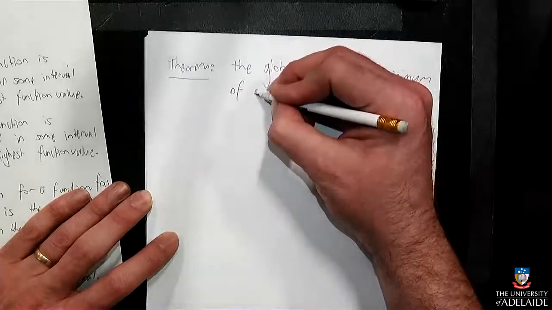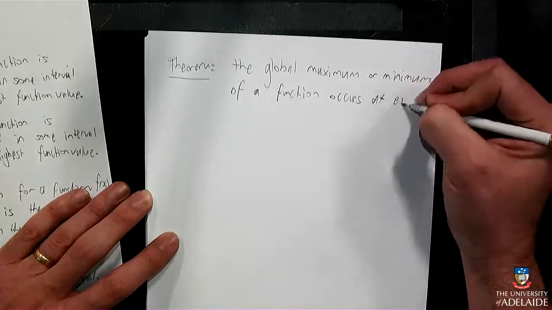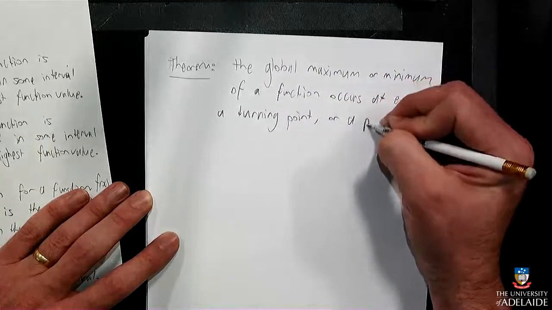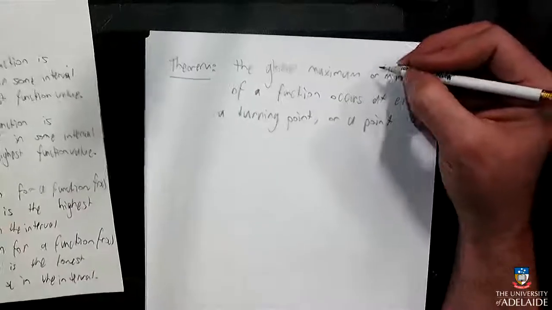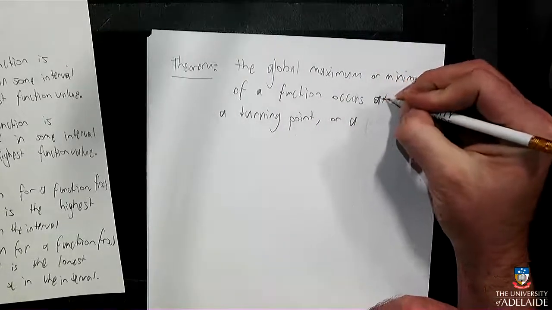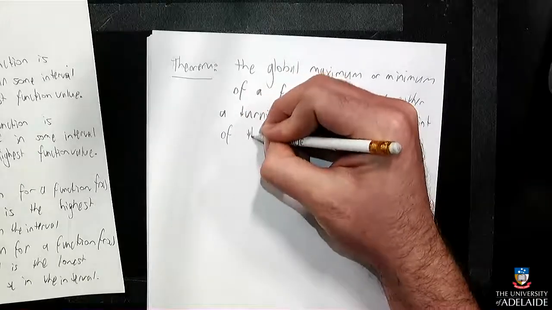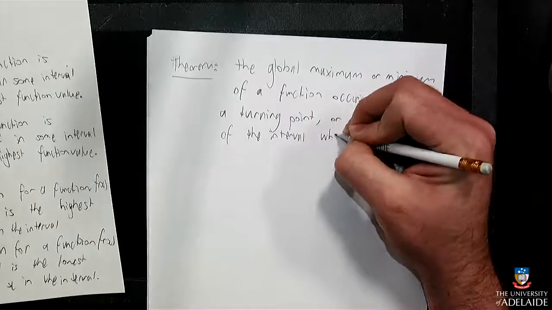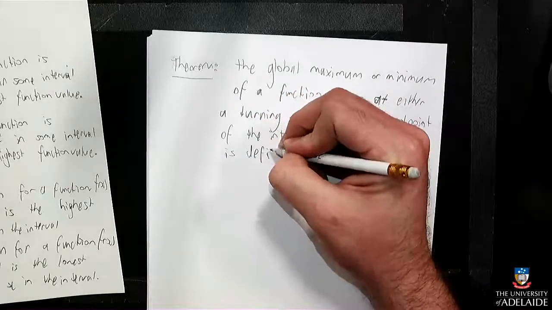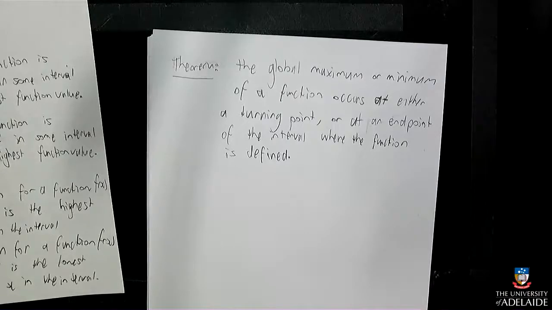The global maximum or minimum of a function occurs at either a turning point or at an end point of the interval where the function is defined.